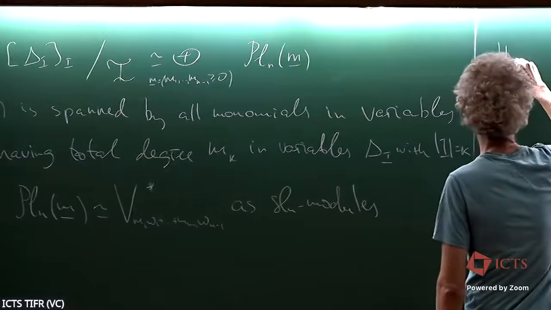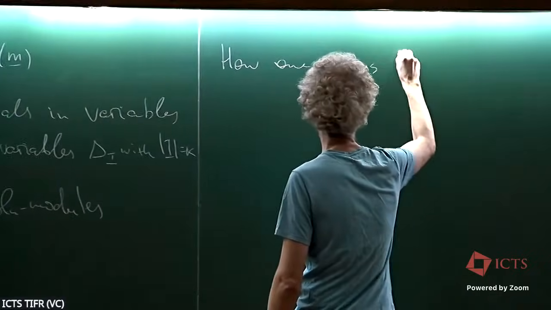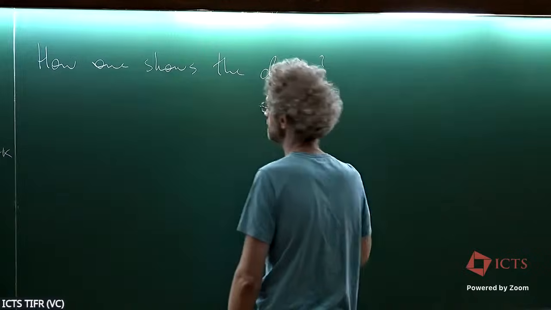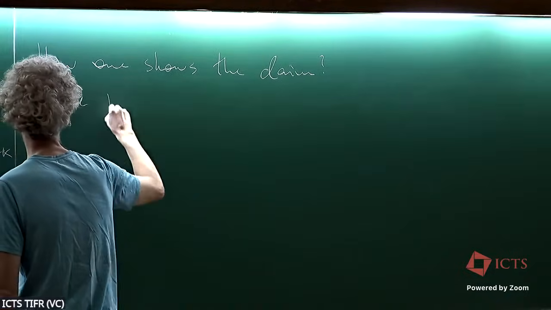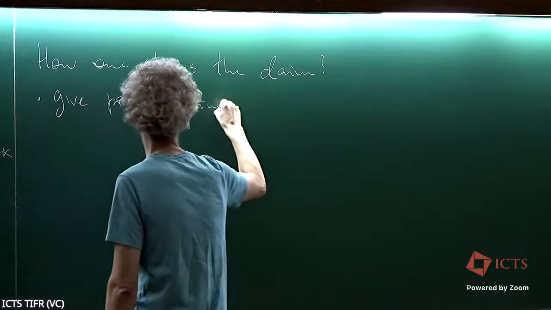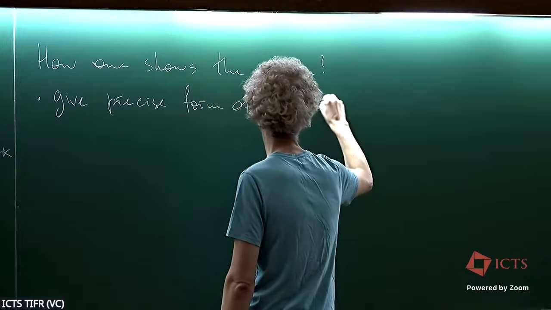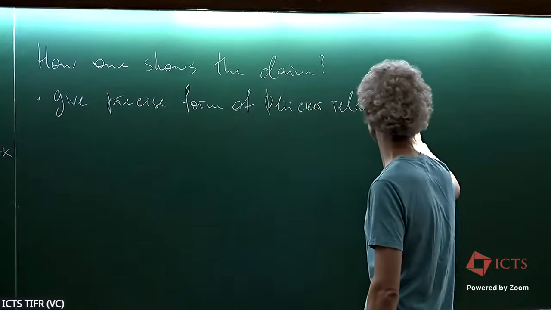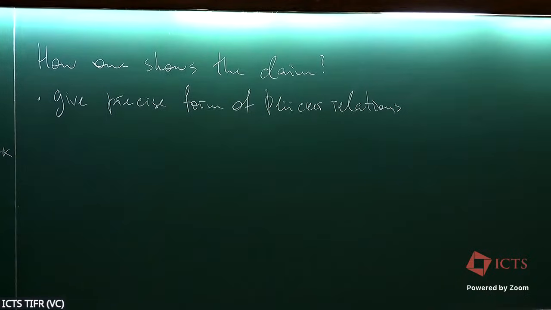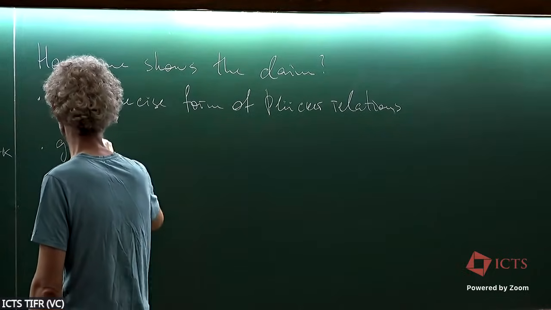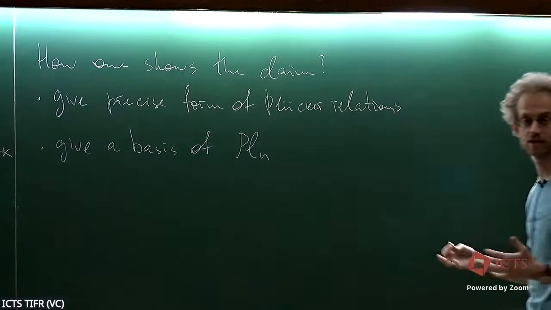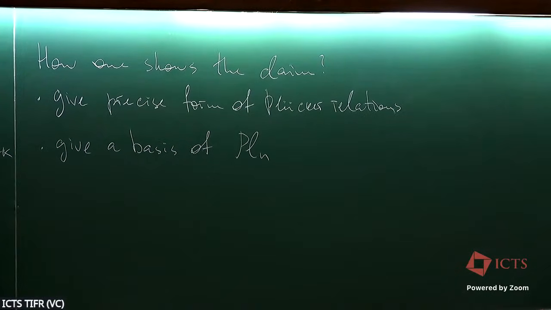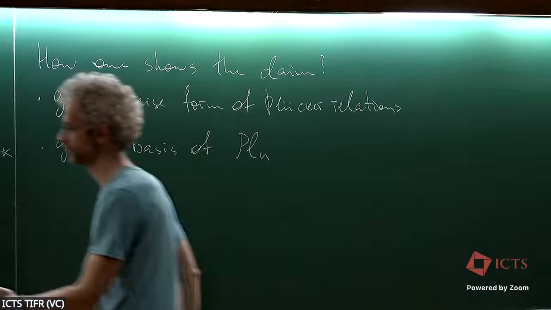How one shows that. So for us, the important thing is going to be the following. First, give a precise form of Plücker relations. So these are relations generating the ideal. So this is an example of such a Plücker relation. We'll have more examples later, but this is of that form. And second, give a basis of the Plücker algebra. And then just combine them together to be able to control the size of the ring and the structure of the ring, and so to see how these components look.